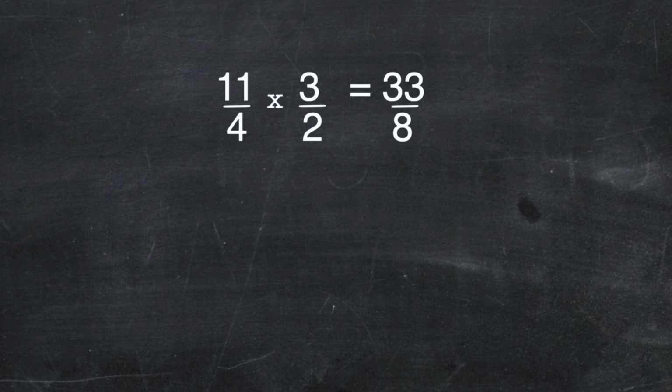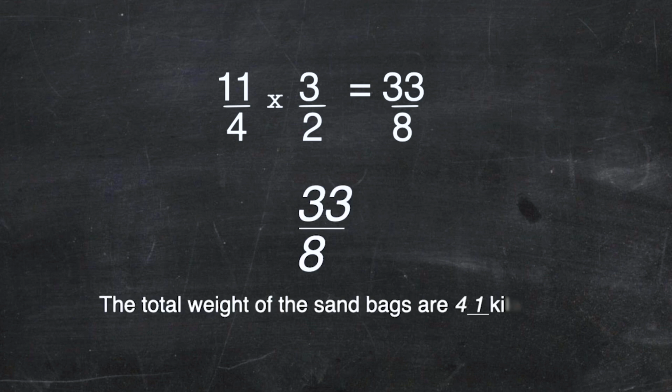So, 11 multiplied by 3 gives us 33, and 4 multiplied by 2 gives us 8. And the total weight of the sandbags is 4 1/8 kilograms.